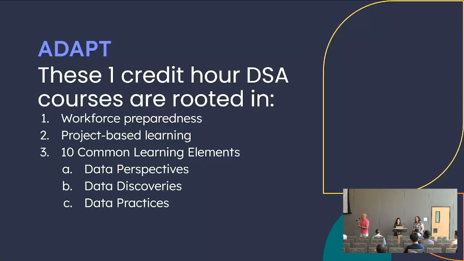And then we have these 10 common learning elements. Everything from, what is a data scientist? What does a data scientist look like? What preconceived notions do we have about data science, all the way to data science courses needing to incorporate concepts such as ethics and accessibility, some words we can't use anymore, but essentially that everyone has access to data science.